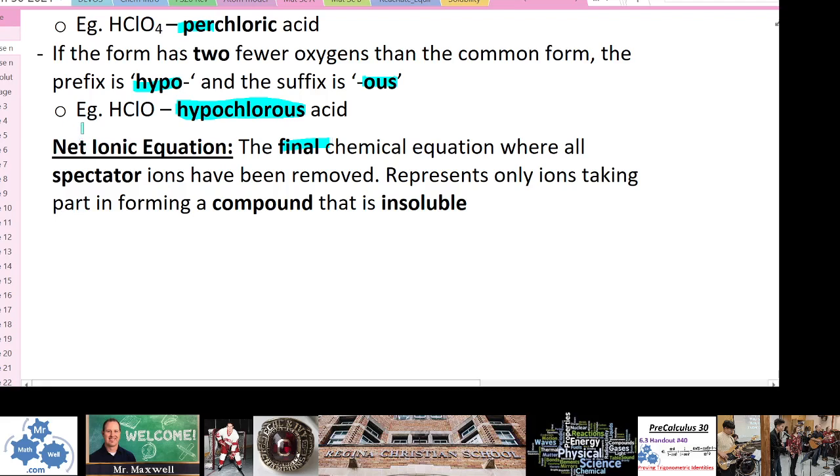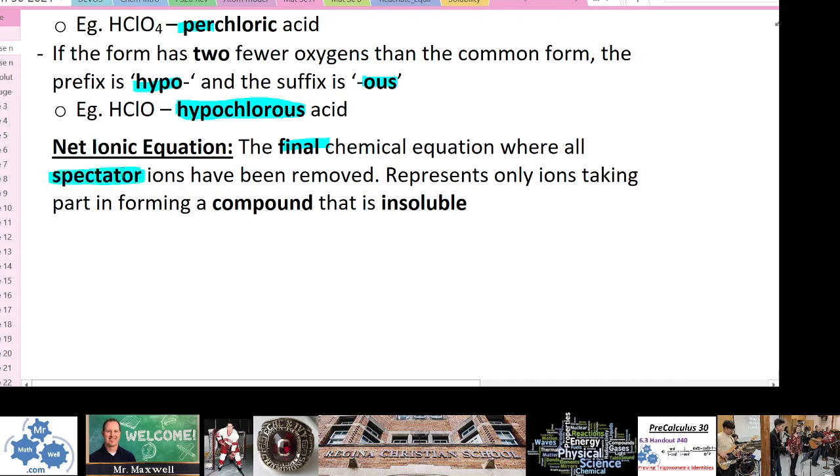If you have gross income versus net income, the net income is what you actually take home. The gross income is what you technically make. But when you take away all of your taxes and your payments, what you're left with at the end is the net. So think about a net ionic equation. It's what ions are left over when everything else that's not involved in the equation has been omitted. And the ions that are omitted are called spectator ions.